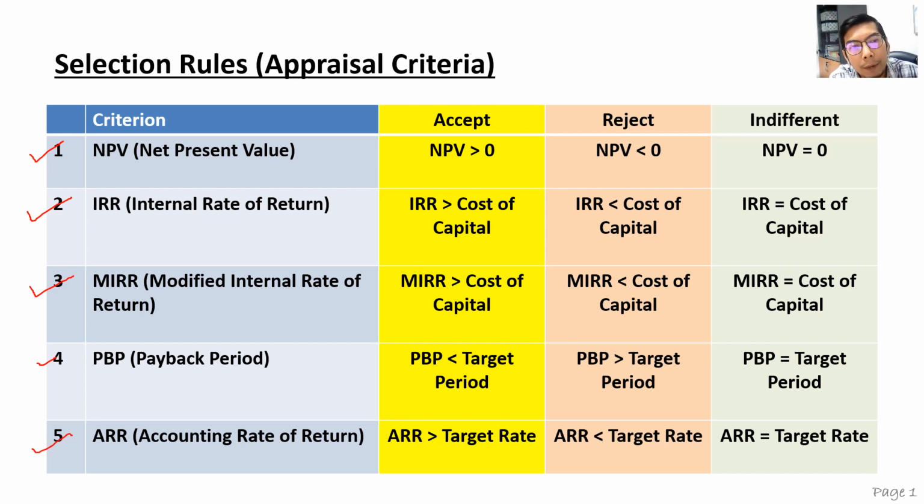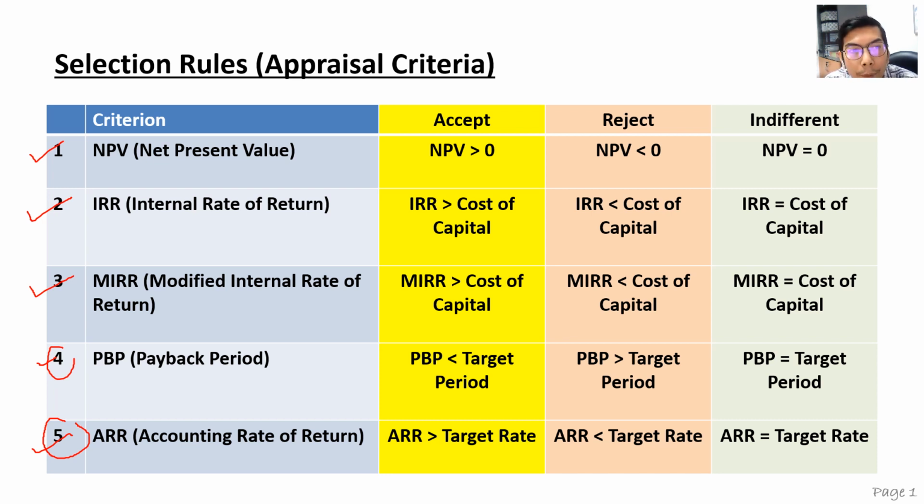NPV, IRR, and MIRR are what we call discounting methods of evaluation, whereas payback period and accounting rate of return are more traditional methods of evaluation. So these are the selection rules of this technique. When you apply the calculation, it gives you results. Based on the results, we need to identify whether we accept or not the project or the option that we have.